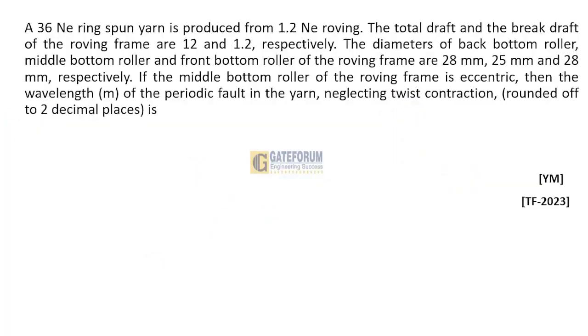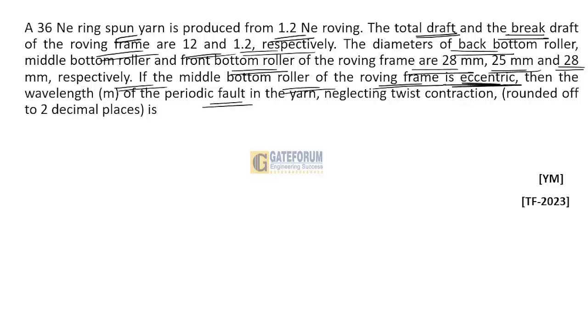It says that a 36 Ne ring spun yarn is produced from 1.2 Ne roving. The total draft and the break draft of the roving frame are 12 and 1.2 respectively. The diameters of the back bottom roller, middle bottom roller, and front bottom roller of the roving frame are 28 mm, 25 mm, and 28 mm respectively. If the middle bottom roller of the roving frame is eccentric, then what is the wavelength in meter of the periodic fault in the yarn, neglecting twist contraction, rounded off to 2 decimal places.